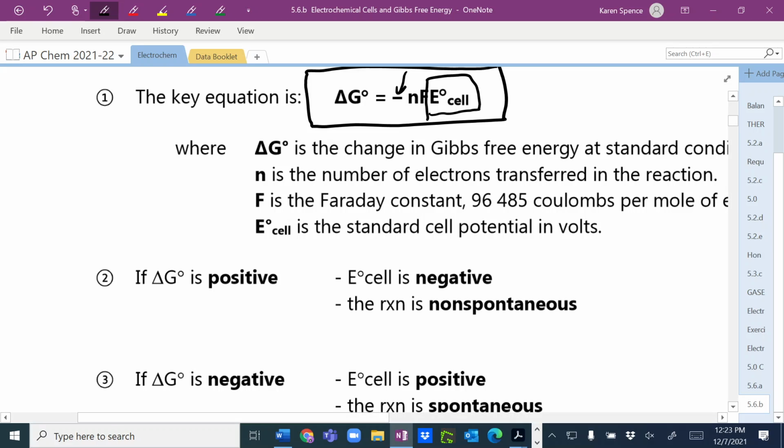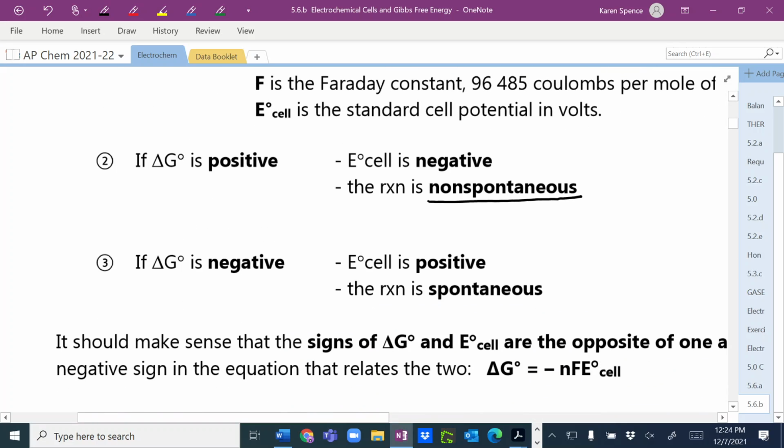And if E naught of the cell is negative, that means it is non-spontaneous. We already knew that, yes? So if delta G is positive, the reaction is non-spontaneous. If delta G is negative, then E naught of the cell is going to be positive, and the reaction is going to be spontaneous. We will be dealing with delta G in contexts that are not electrochemical in nature later on. So it is important to know that if delta G is positive, it's non-spontaneous. If it is negative, it is spontaneous.